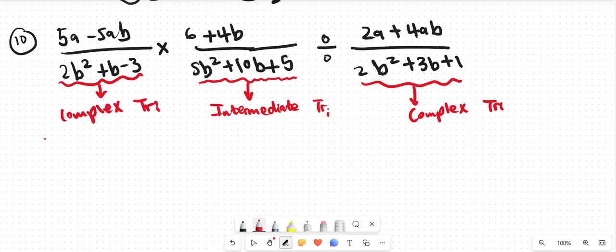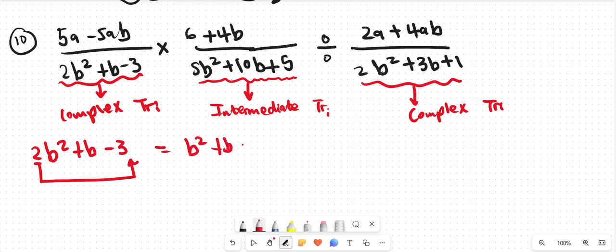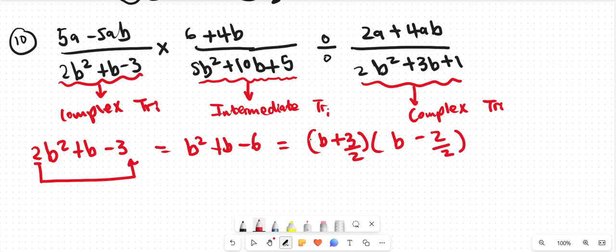So let's do the first one separately. 2b squared plus b minus 3. You take this 2, you times it across. You get a b squared plus b minus 6. You factorize that. You get factors of negative 6 that add to give you a positive 1, sorry, is a positive 3 and a minus 2. So you divide by the same 2 that you cancelled, you times across, and so this guy ends up being a 2b plus 3 and a b minus 1.